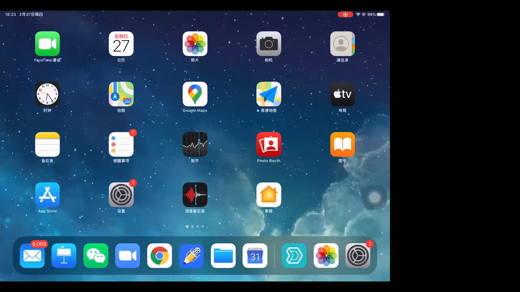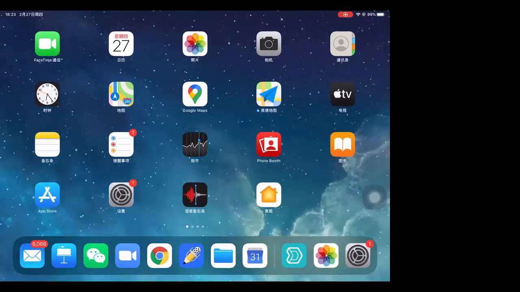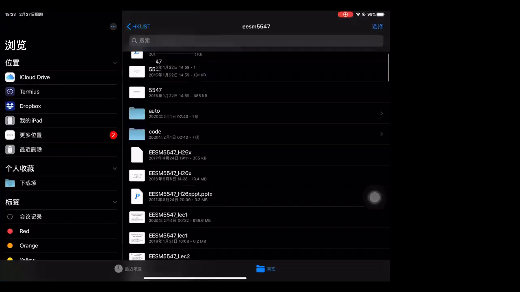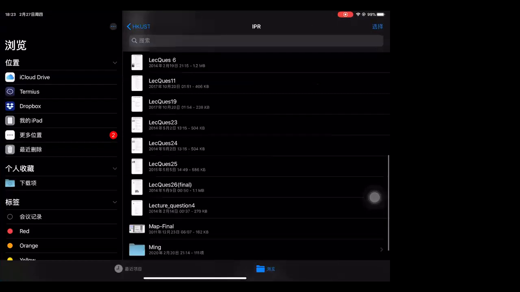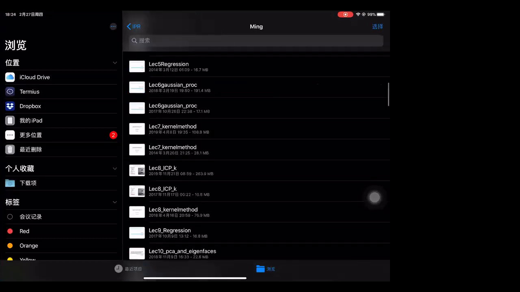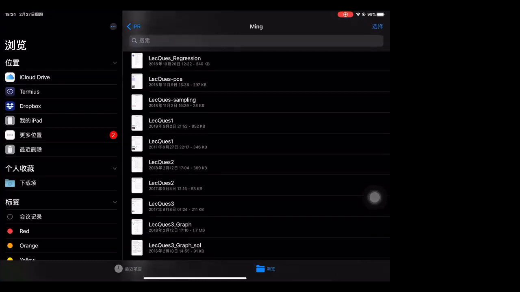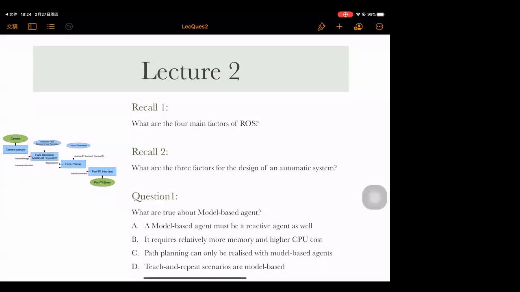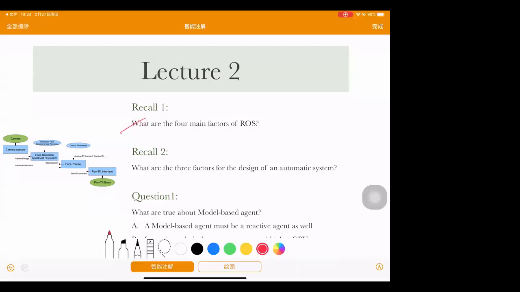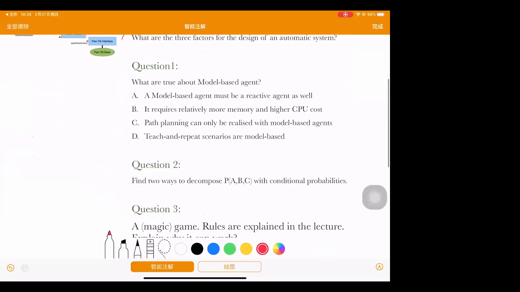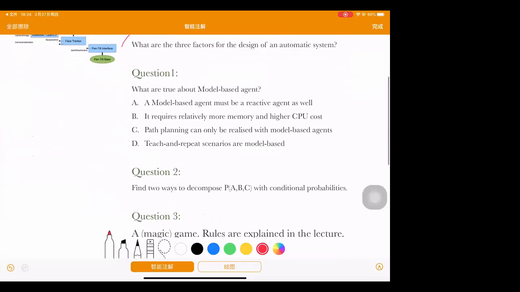Let me see, there is a lecture question. As I mentioned, we will have many lecture questions. We did the record question last time, and also the three factors we discussed. We can review some of the questions first, and then answer the new question.